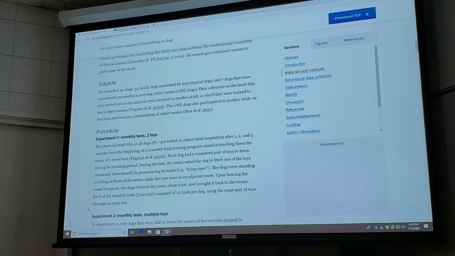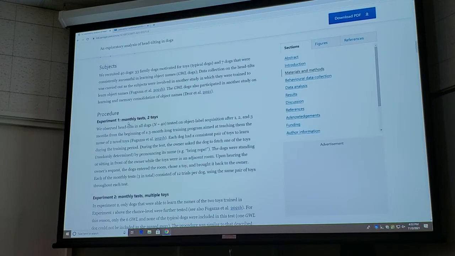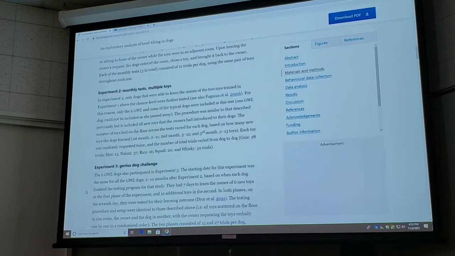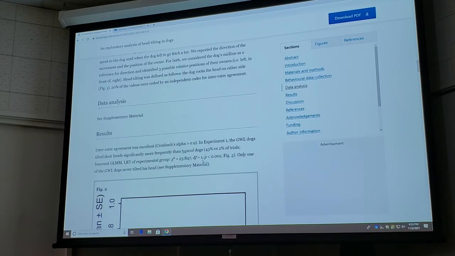Let me see if I can find it again now. So they have all this stuff. They're talking about what the experiments were. They're talking about how they got their dogs. And then they get to their analysis. And right here, look at this.